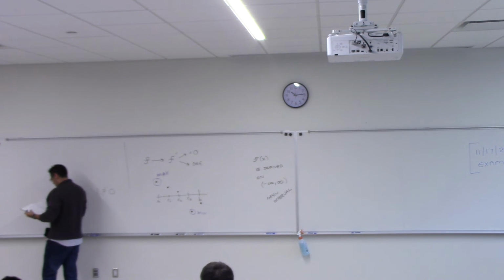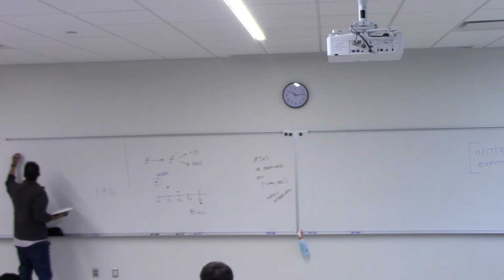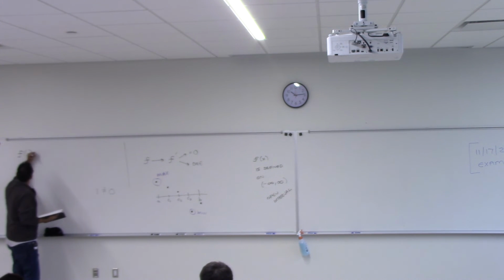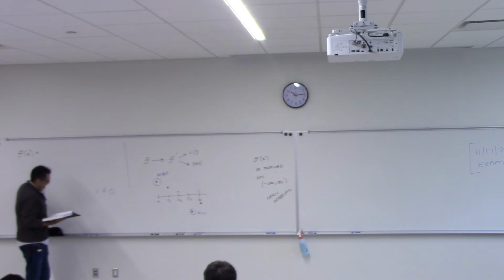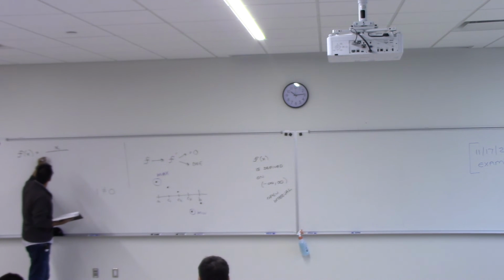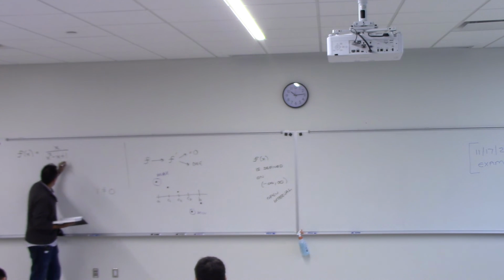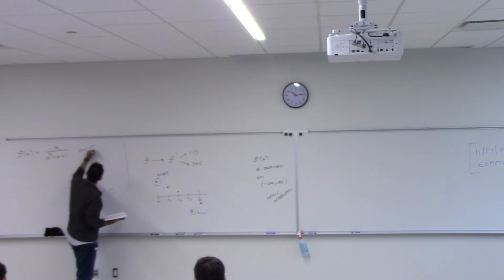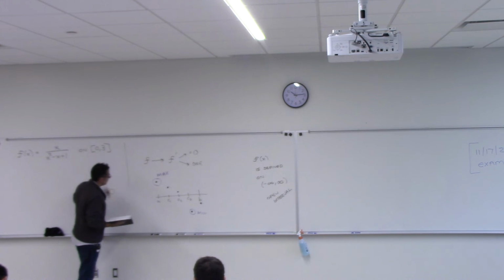All right, let's do f of x equals x over x squared minus x plus 1 on the interval 0, 3.